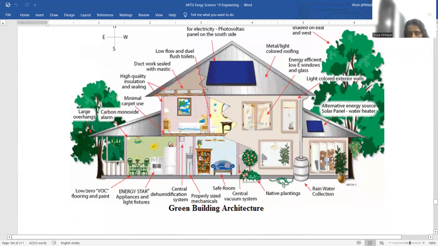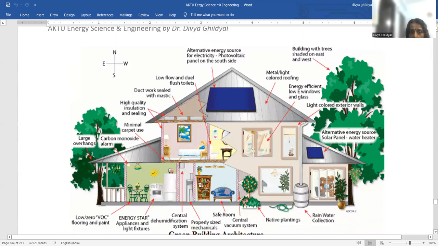Now, this diagram, I will try to explain to you in a very short manner. It looks complicated, but you don't need to fear. Try only to pick out and see what all new things are being added to your home so that the electricity bill gets reduced. Let us begin from here. See, photovoltaic solar panel. What is this doing? It is going to capture the sunlight. And at night, this heat can be used for either heating water or heating anything, or using it as a light source. Okay. Low flow and dual flush toilets, etc.